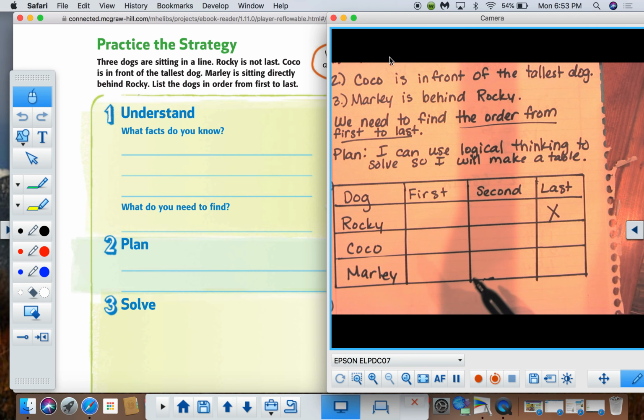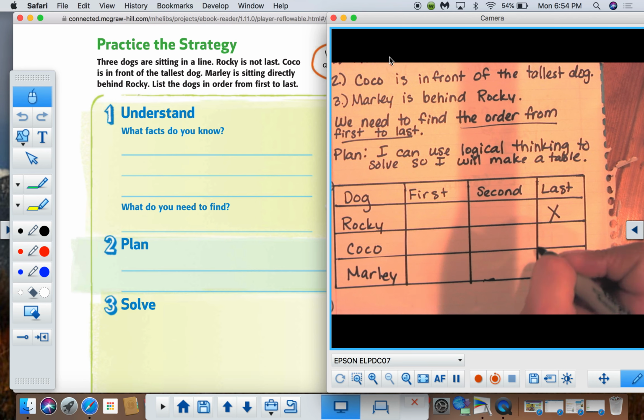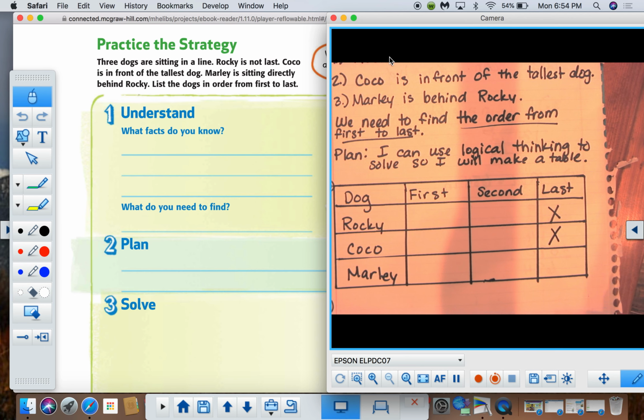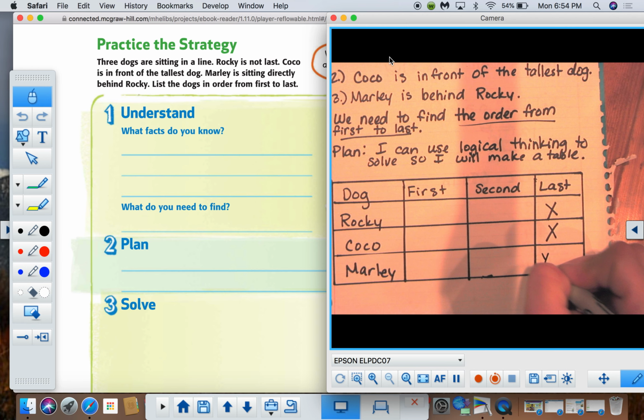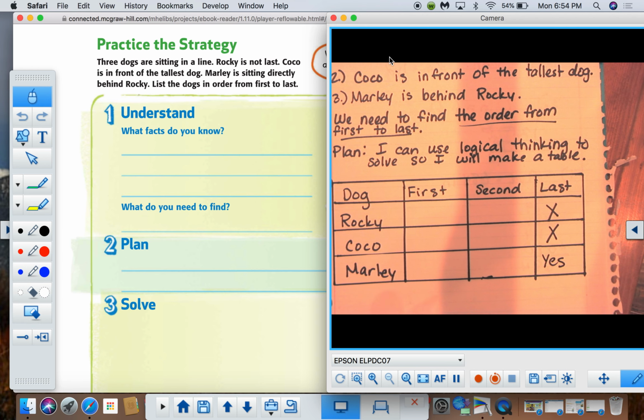So I know that I can place an X in each box that cannot be true. And I know Rocky, like I said, can't be last. But Coco can't be last since he is in front of the other dog. So we know that Coco is not last. Well, that leaves only one dog that could be last, which is Marley. So yes, Marley is last. So since Marley is last, he is not second and he is not first. Now we need to figure out where Rocky and Coco are.